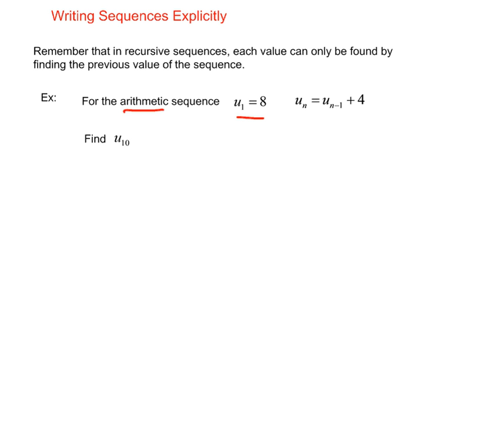U sub 1 is equal to 8, and U sub n is equal to U sub n minus 1 plus 4, meaning it's going up by 4 each time. What we want to do is find U sub 10. Well, the best way we have of doing that is calculating U sub 1, 2, 3, all the way up to 10. So let's go ahead and do that.